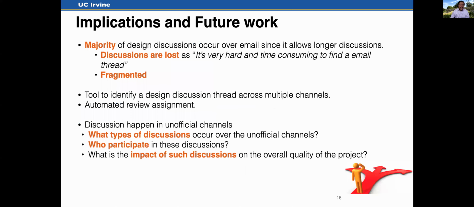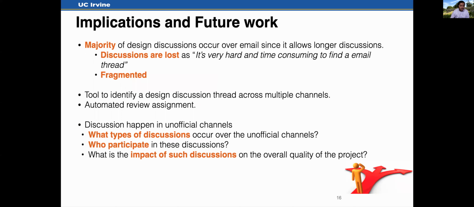Which brings us to the implications and future work of our work. Our results indicated that the majority of design discussions occur over email, and part of them are lost due to the difficulty in finding them, and also due to their being fragmented, which opens up the opportunity to develop tools to identify a design discussion thread across multiple channels. Future research can also investigate the effectiveness of tagging design-related discussions and linking them to the pull request or to the part of code where the relevant implementations exist.